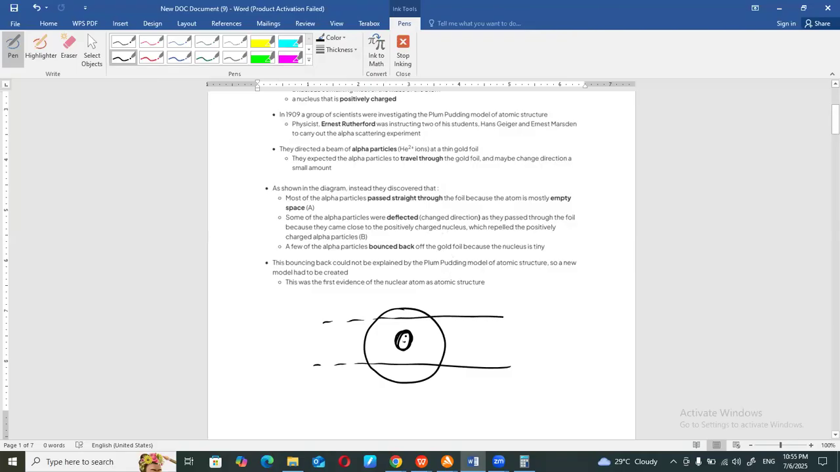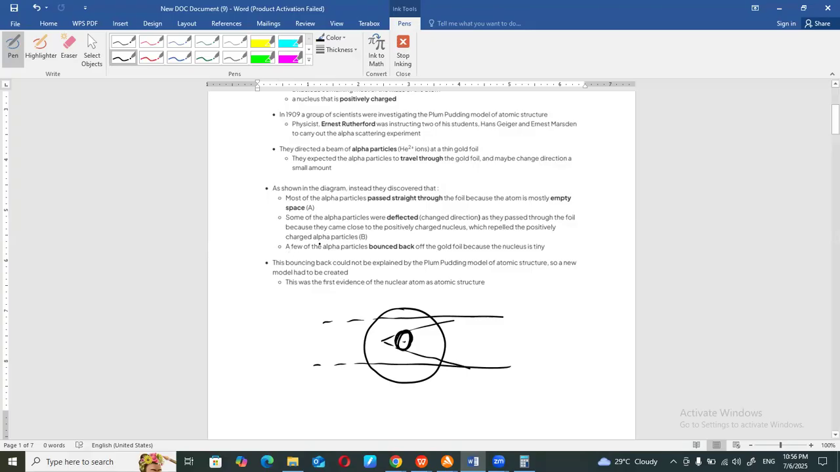So if they strike there, they are passing forward in a straight line, and they are deflected at a certain angle. And this proves that there is a positively charged element, which is the proton, and definitely neutrons as well.